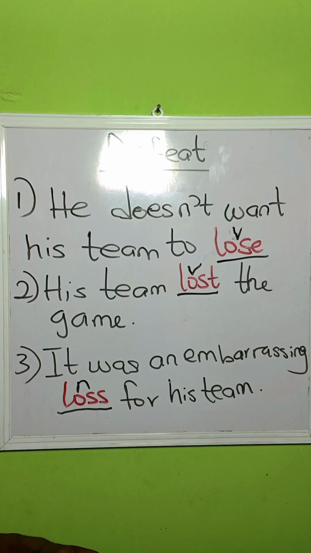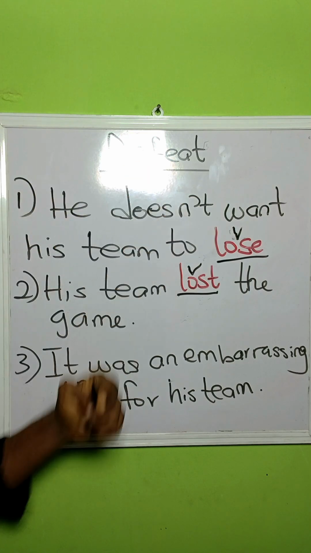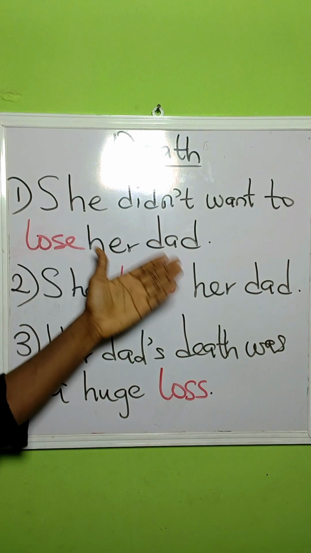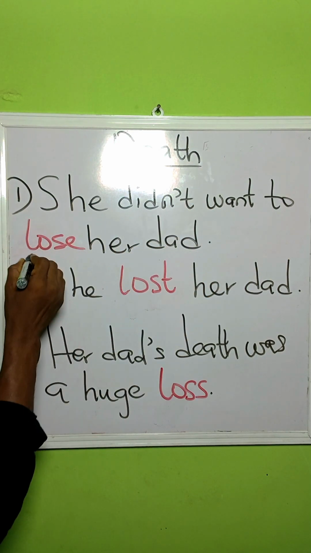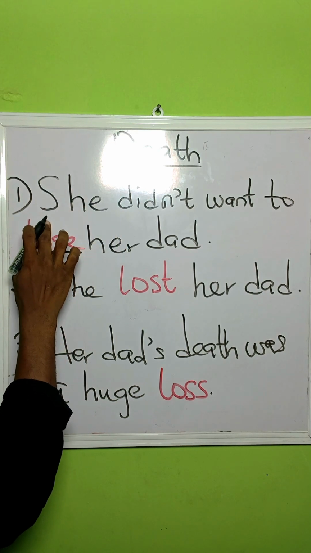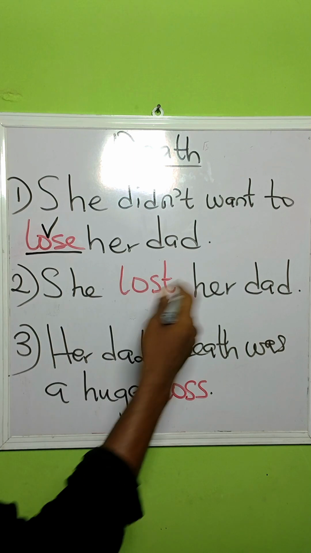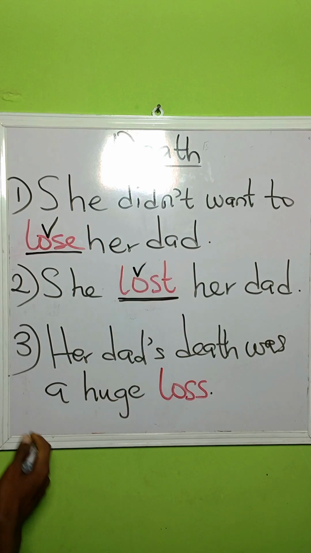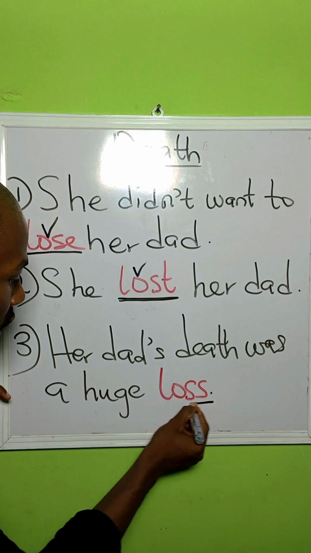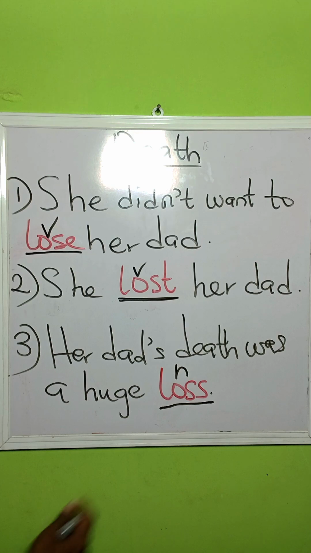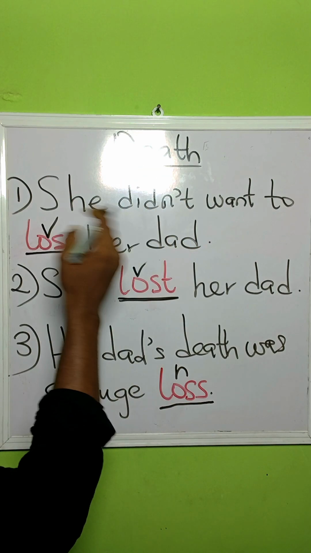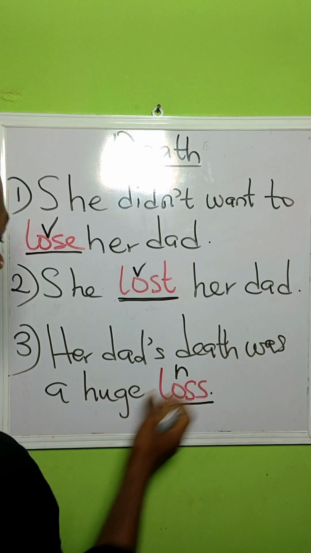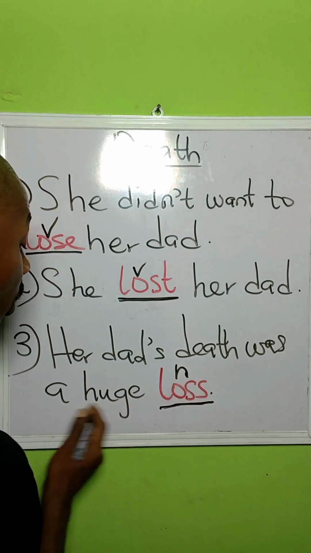Of course, we talked about misplaced and defeat. Now let's look at death. Number one, she didn't want to lose her dad. Lose here is a verb. Number two, she lost her dad. Lost is the past tense of lose, a verb. And number three, her dad's death was a huge loss. Loss here is a noun. So: lose, verb; lost, verb; and a huge loss, a noun.